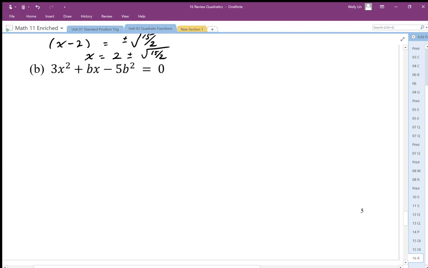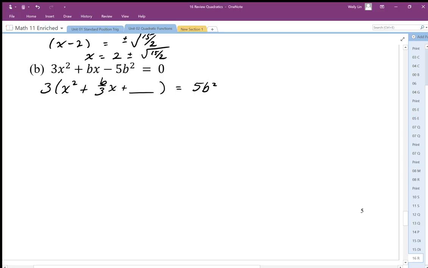So this one here's the same thing, except now we have a variable b involved. This makes it a little bit more complicated in that we have to keep track of the b's involved. We're going to do the same thing. We're going to factor out the 3, so we're going to divide by 3. I'm going to move the minus 5b squared, so I'm going to add 5b squared to both sides.